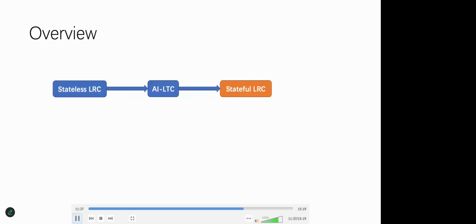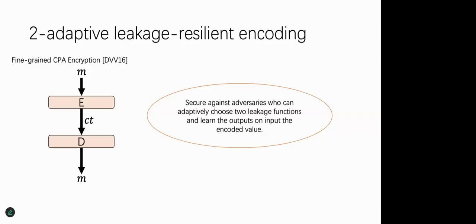Here we first show that the CPA secure fine-grained encryption proposed by Degrika and others is actually two adaptively leakage resilient. Namely, it's secure against adversaries who can adaptively choose two leakage functions in NC1 for the encodings.